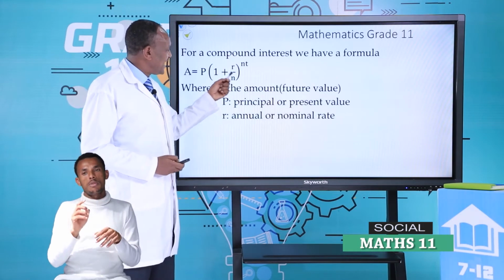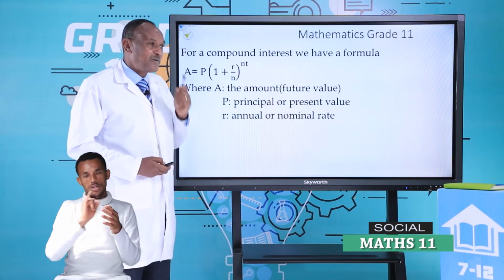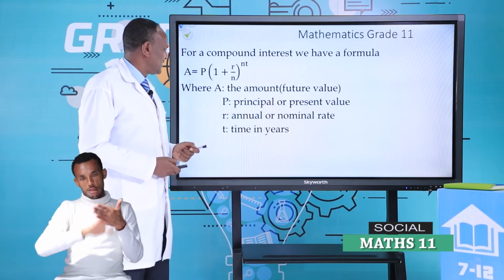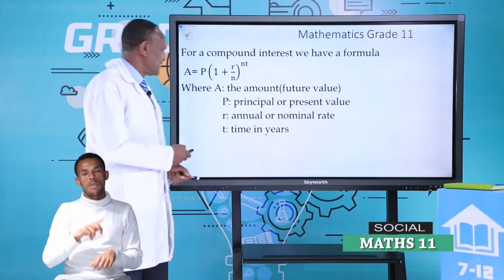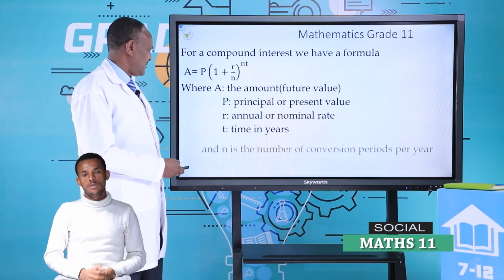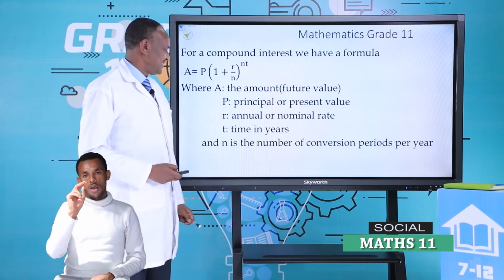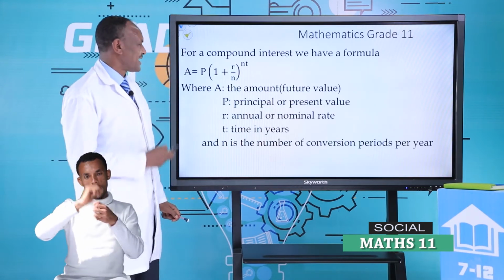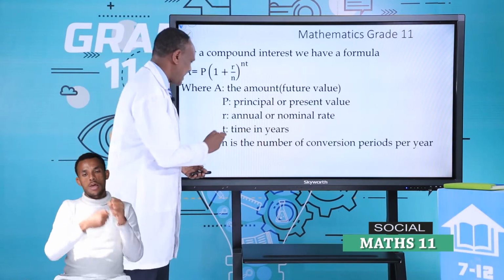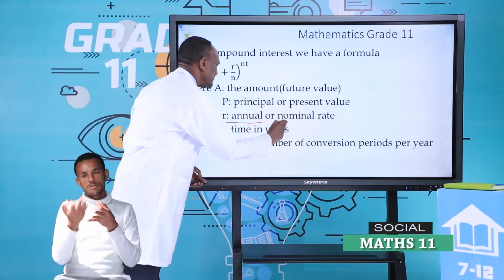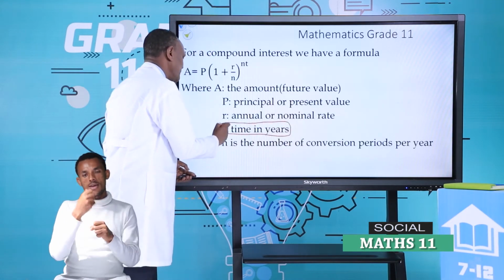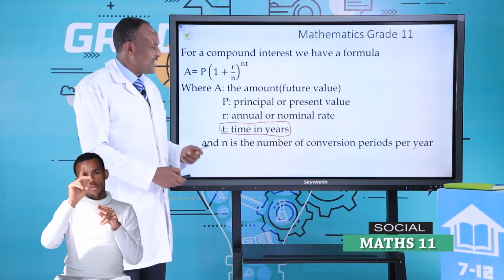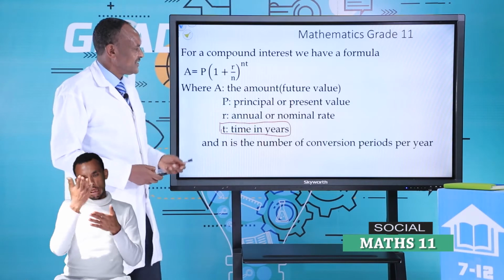T is the time in years. And N is the number of conversion periods per year, the number of times that you are paying interest in that year. By the way, time will always be expressed in terms of years. N is the number of times that you are paying interest or will be charged yearly.